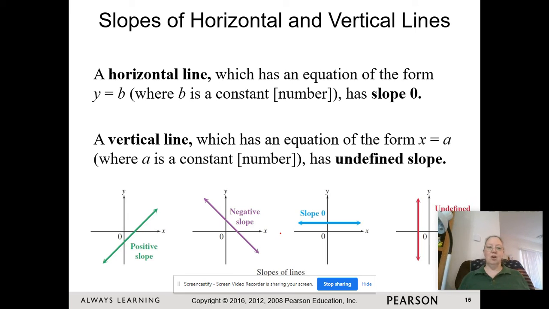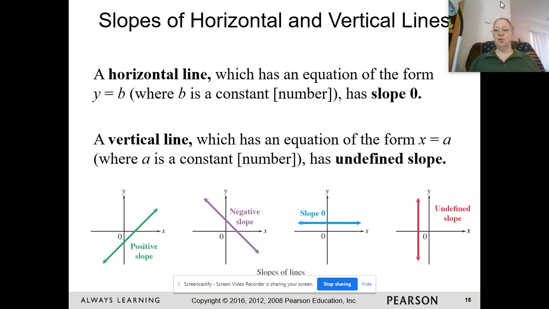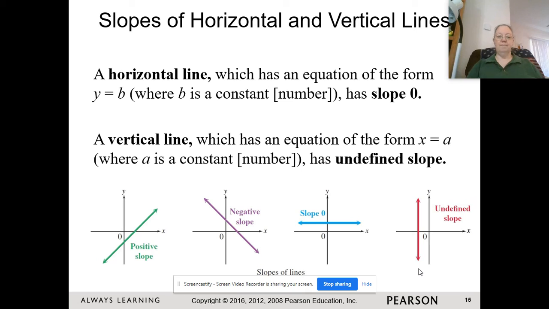Okay, so it would be a good idea for you to draw these pictures, copy these down, and these graphs, and you're going to need to know this information. So positive slope rises to the right, negative slope goes down on the right-hand side. Slope of 0 is a horizontal line, and a vertical line will have an undefined slope.